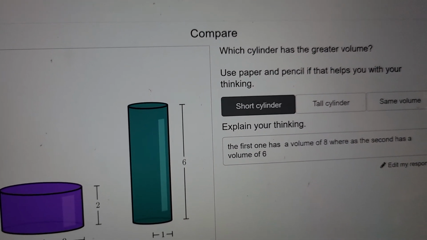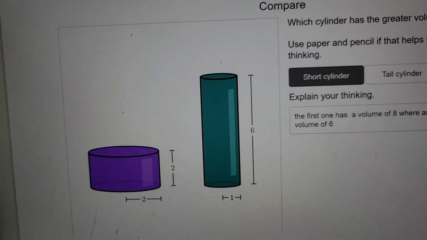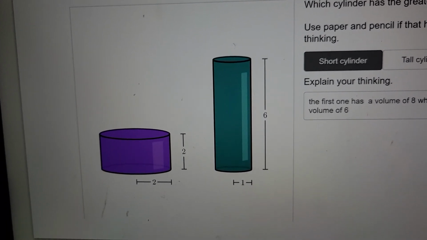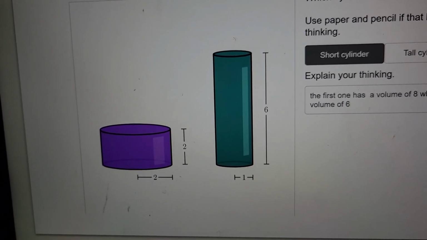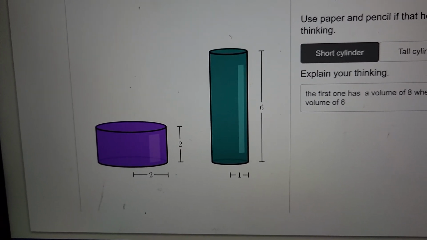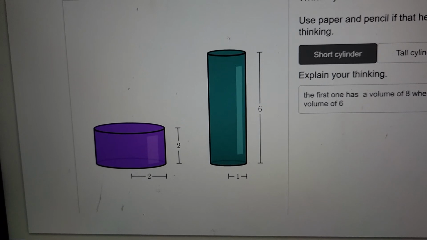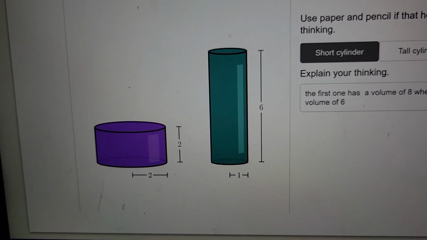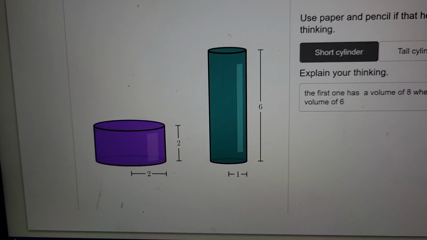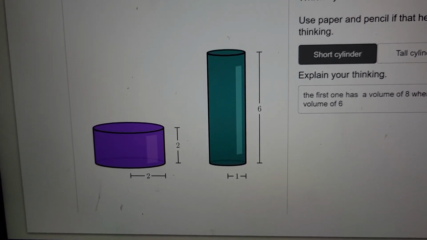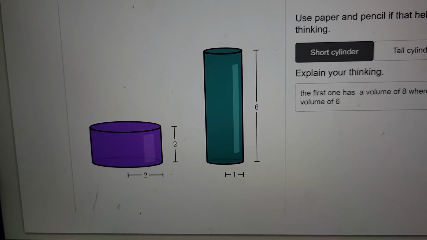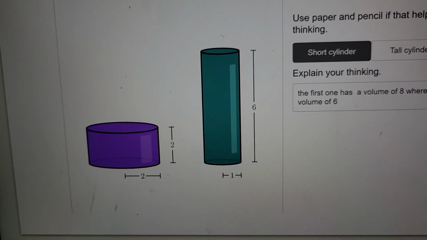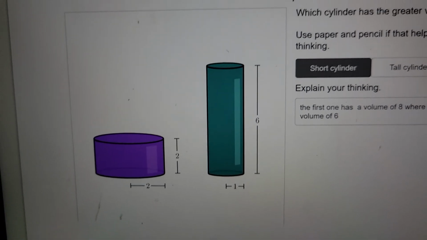So which cylinder has a greater volume? This is a great activity for students because it would show just because something's taller doesn't actually mean it has more volume. So the volume of the tall, skinny cylinder is 6, and the volume of the second cylinder would be 2 to the second, which is 4, times 2, which is 8. So 8 is greater than 6, so the small purple one has the greater volume.